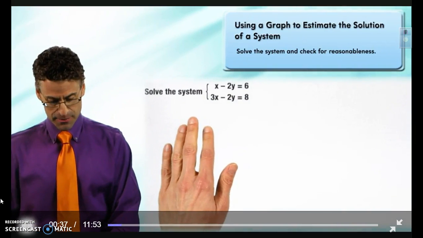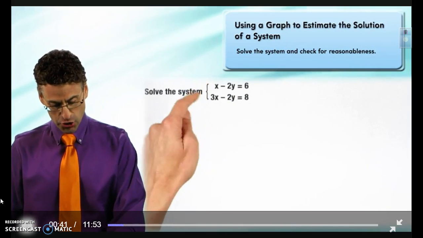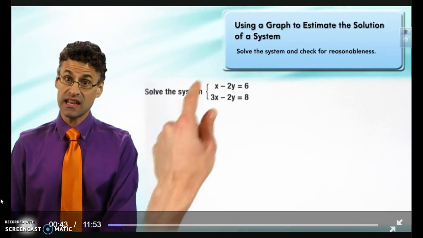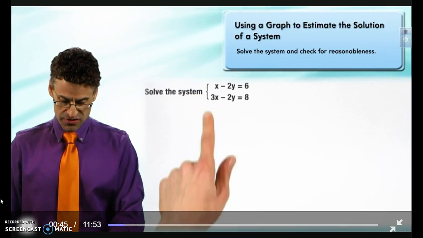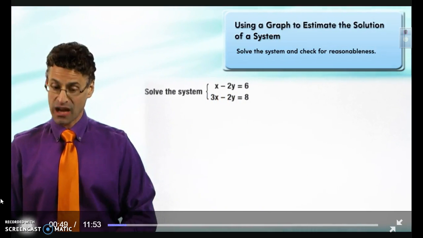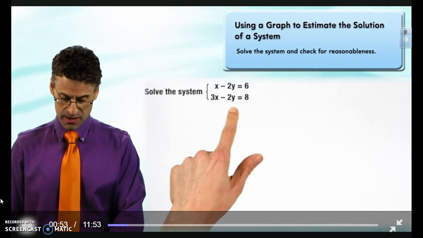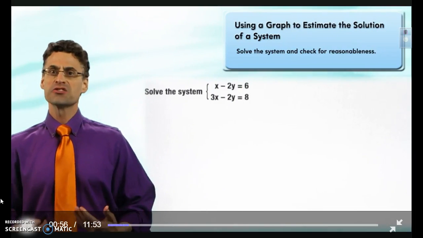So I want to solve this system. That little curly bracket, that brace, just indicates that it's one system taken together. We want to solve x minus 2y equals 6, and at the same time, we know that the same x and the same y satisfy 3x minus 2y equals 8. Okay, so how do we proceed?